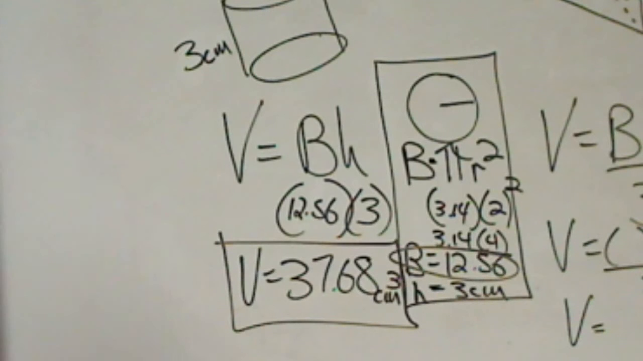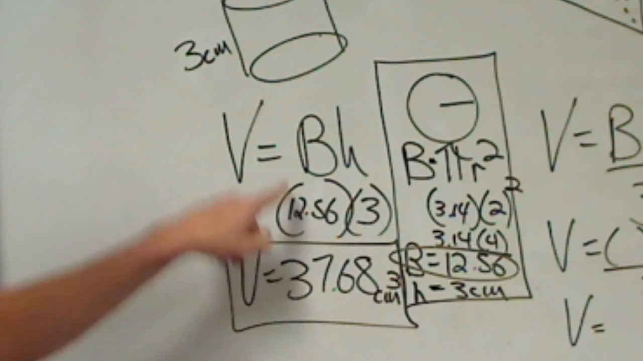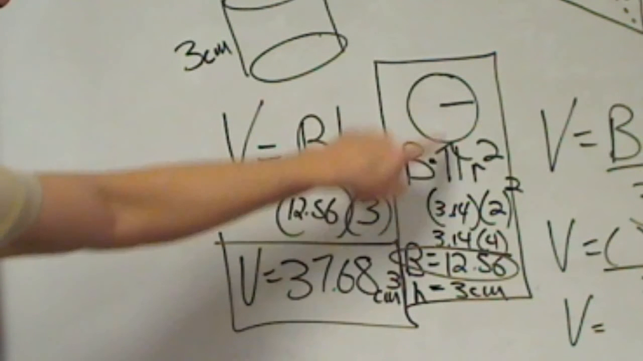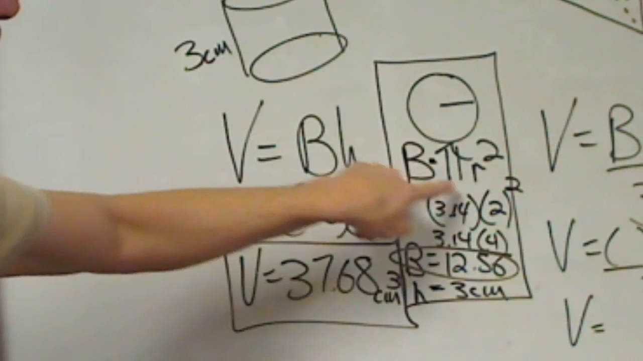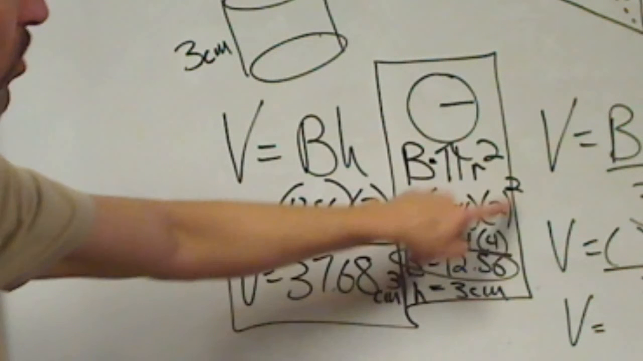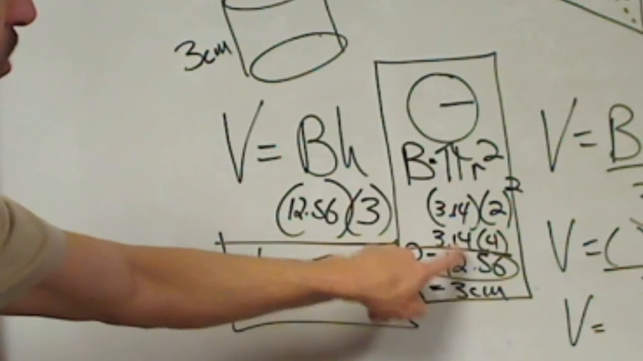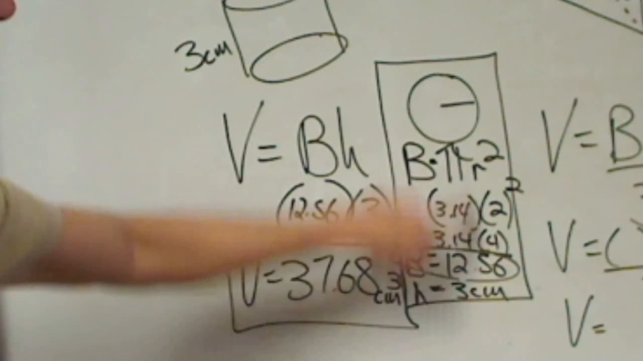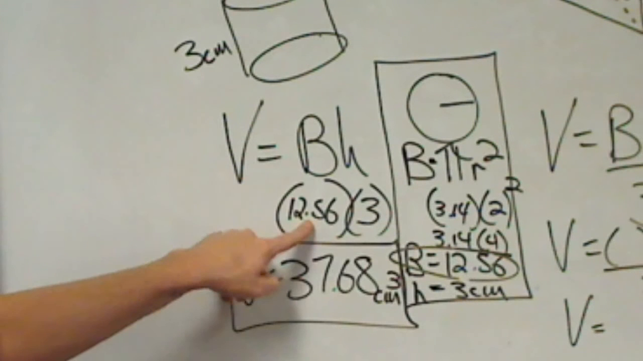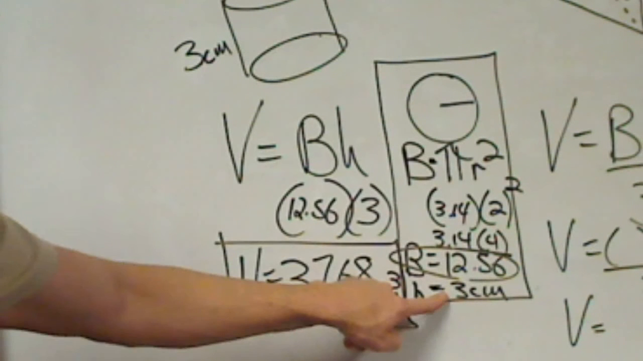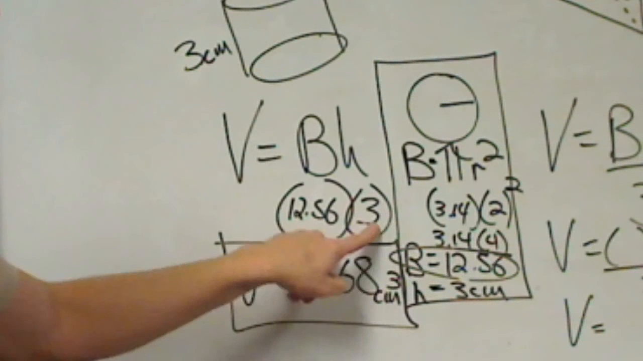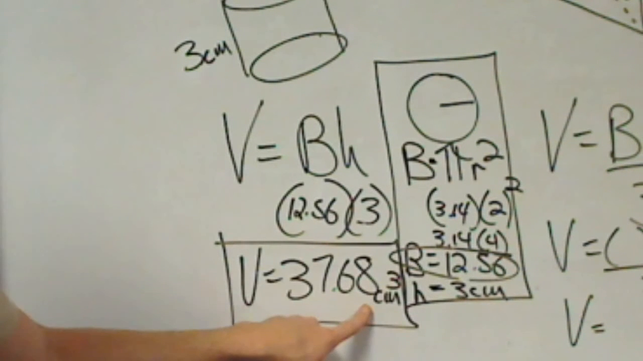So how do we find the volume of a cylinder? Well, here's the formula. We have to take the area of the base and multiply by the height. So how do you find the area of the base? The base is a circle. How do you find the area of a circle? It's pi r squared. Pi is 3.14. The radius was 2, so we square 2 and get 4. 4 times 3.14 is 12.56. So that's the area of the base, 12.56. So our big B is 12.56, and we multiply that by our height, which is 3. 12.56 times 3 is 37.68.